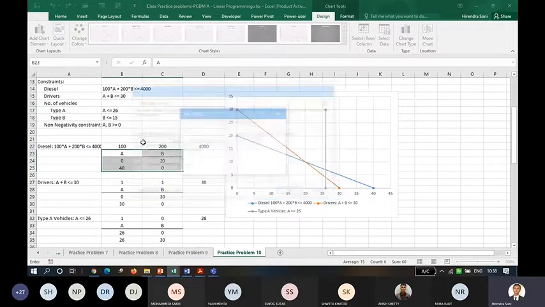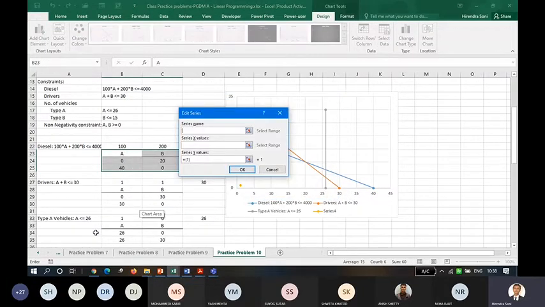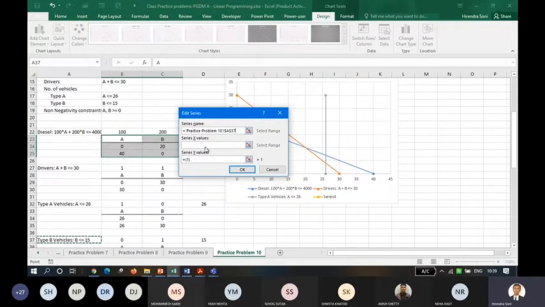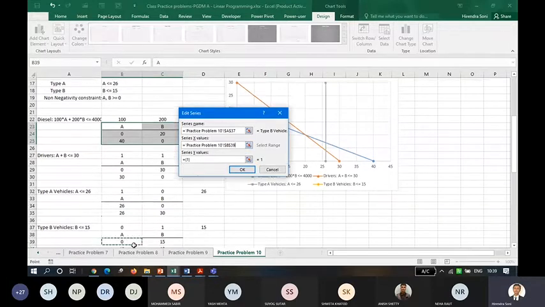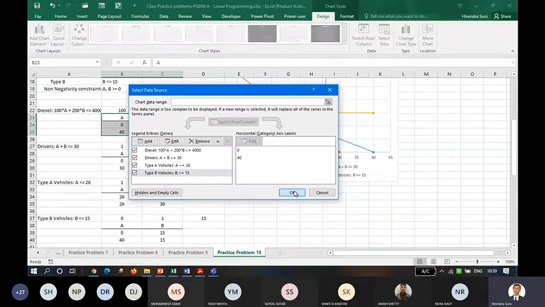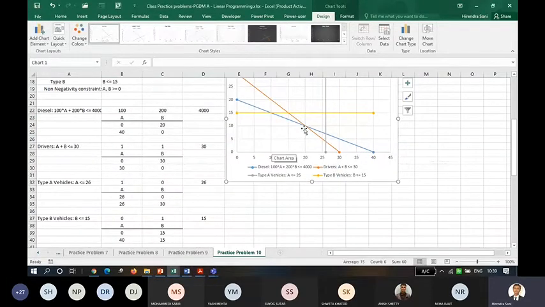So let's add B, type B vehicles constraint also. So ये रहा, whereas X values would be below this. So just select कर लीजिए. Y values are these. Say OK. So my common region is this part.